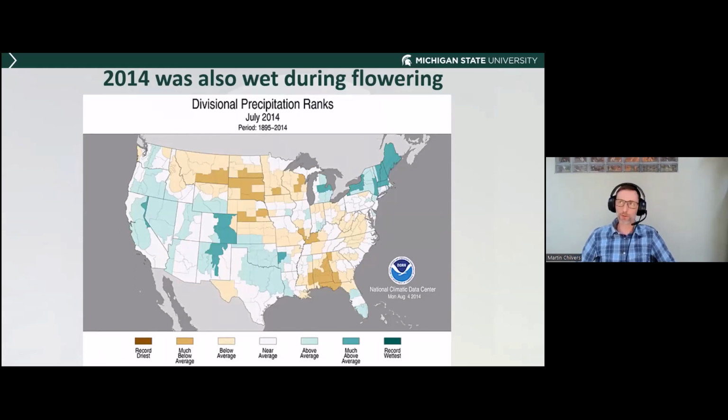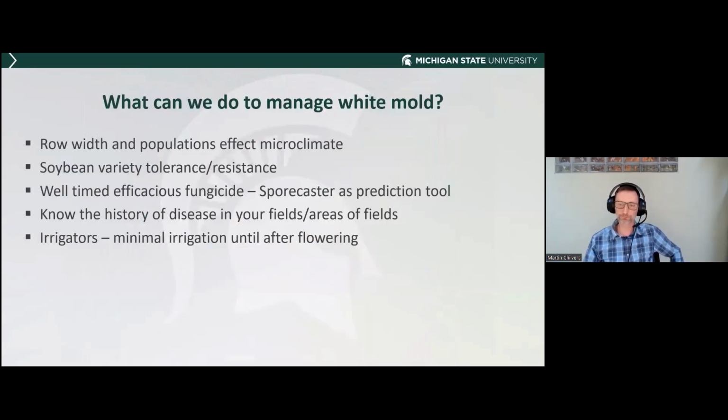We've done a fair bit of modeling work, and Jill will talk about that in a minute too. Looking over multiple years, this is a pattern that we see again and again: a cool July and a wet July is when we tend to see most of the bad white mold years.